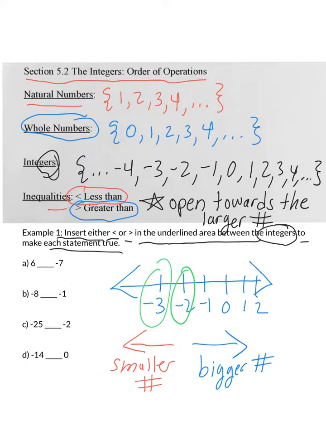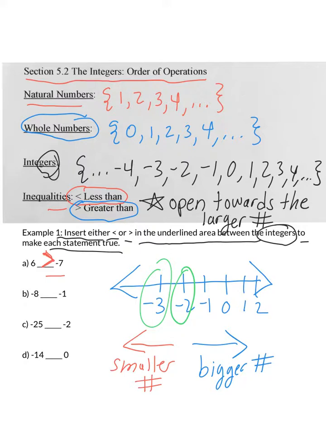Okay, so A says 6, and then we have to fill in the blank, -7. So we're comparing 6 to -7. So 6 is a positive 6. If I had to choose, would I rather have $6, or, since -7 means owing money, would I rather owe $7? Well, obviously I'd rather have money than owe money. So positive 6 is going to be bigger than -7.